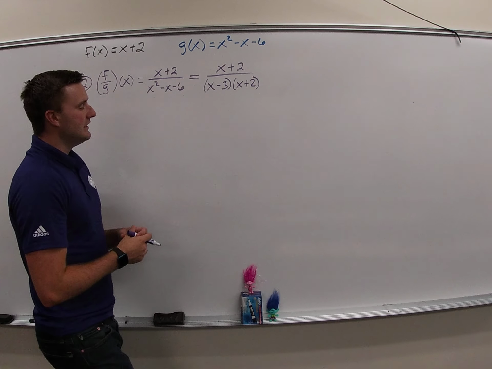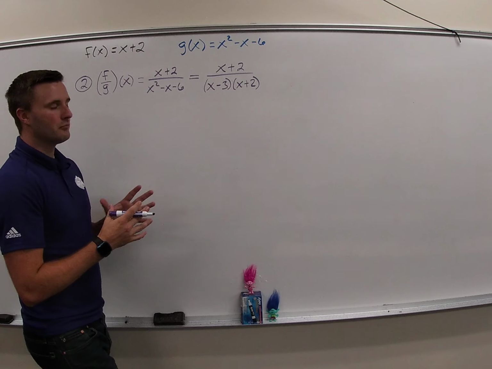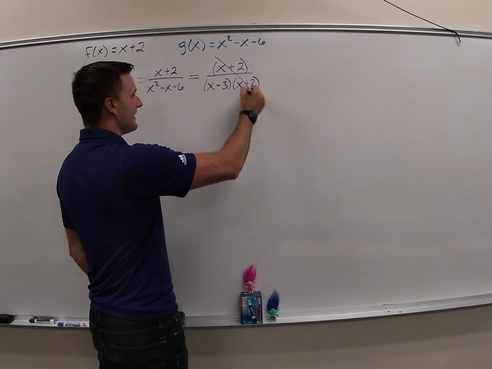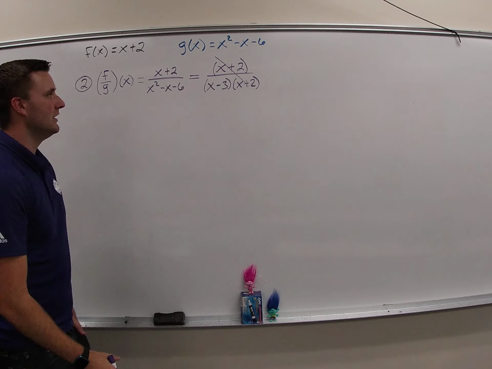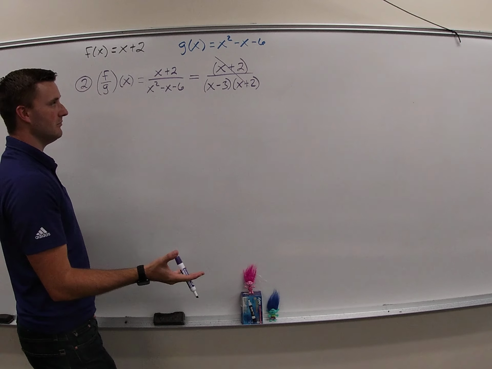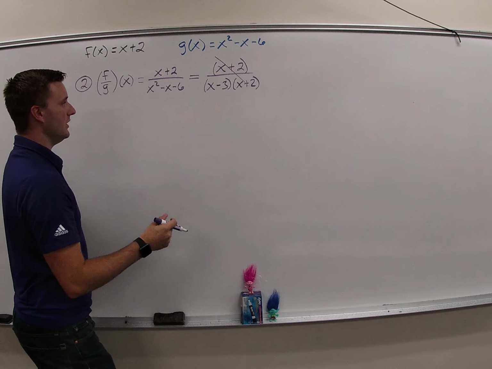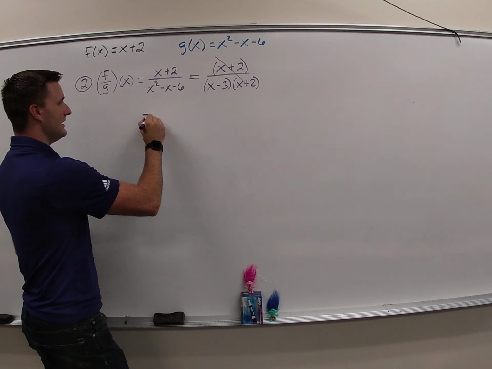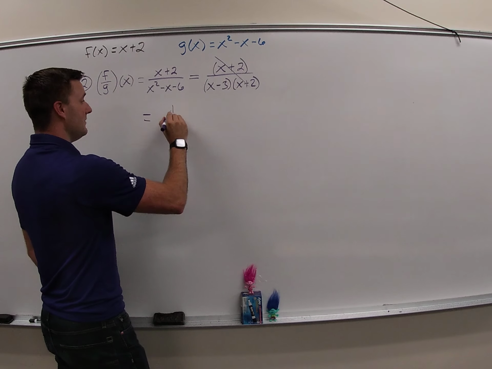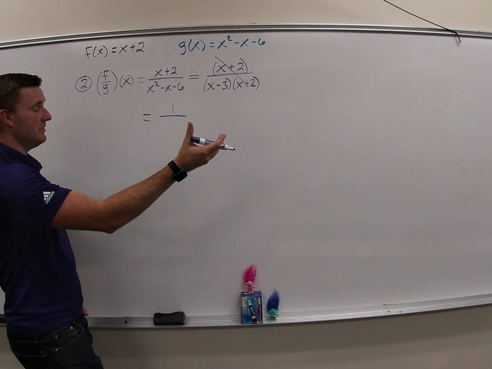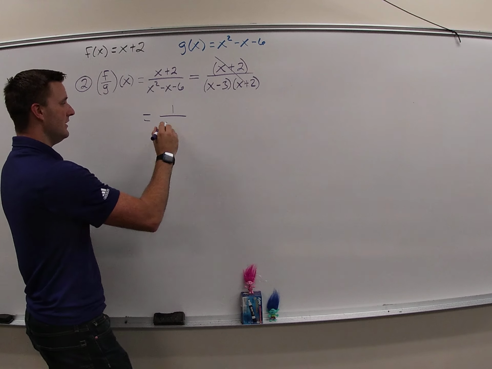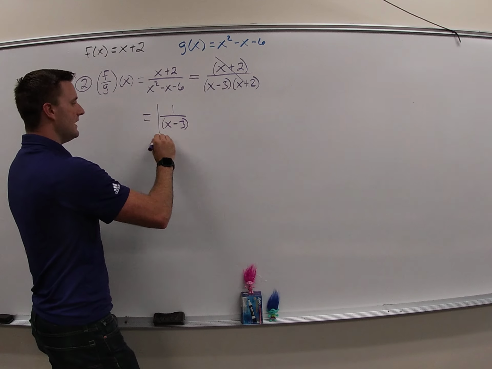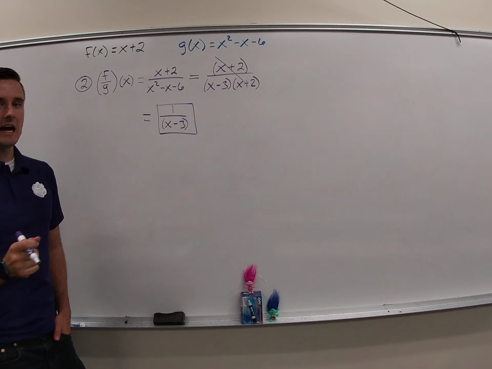Now what we're trying to do is look for anything that can simplify. So in our case here, we have this x plus 2 at the top, and that can reduce with the x plus 2 in the bottom. And so those simplify to give us 1. And so our final answer of f divided by g of x is going to be 1, because there's nothing left on the top. It reduced out to be 1 over x minus 3.